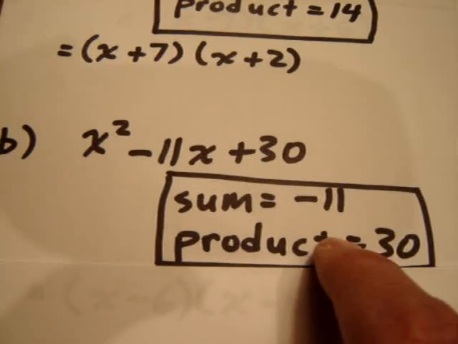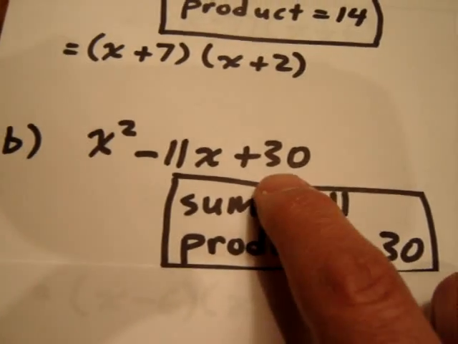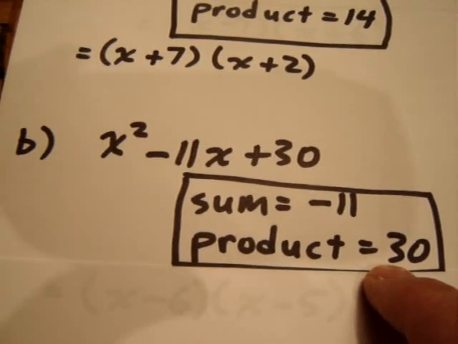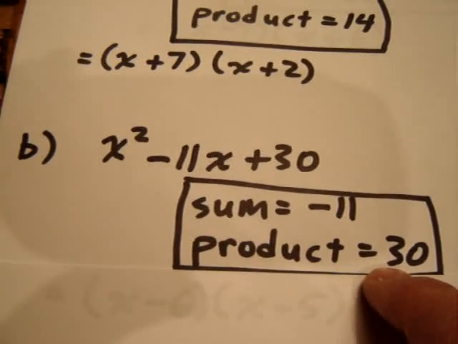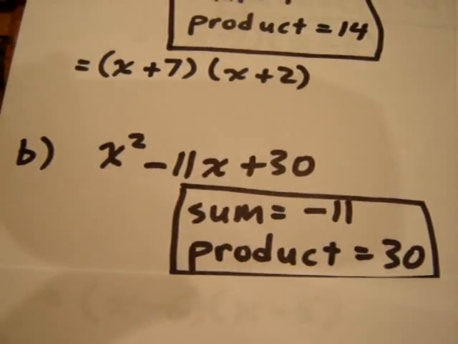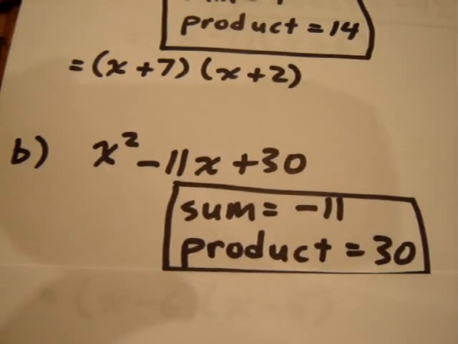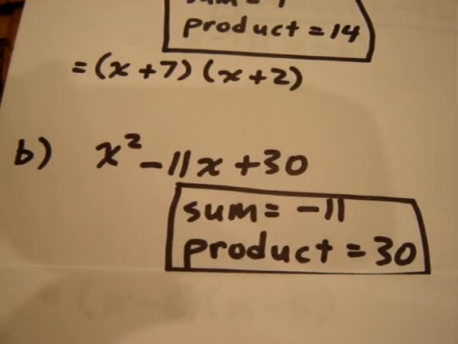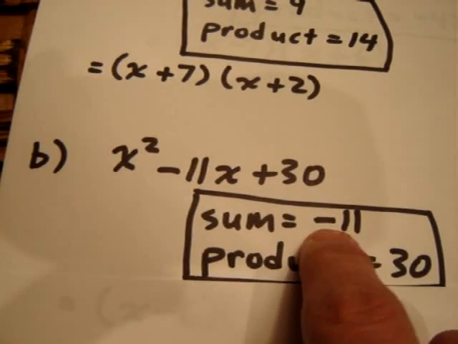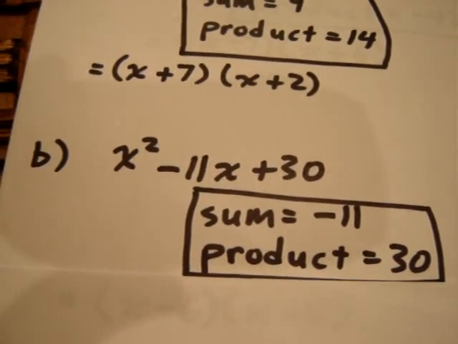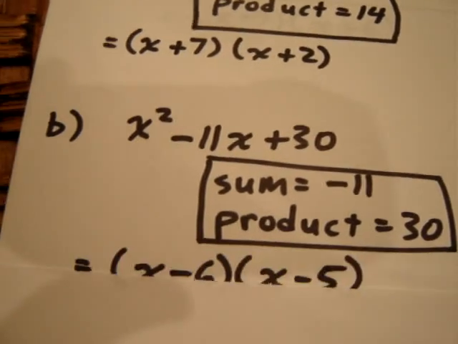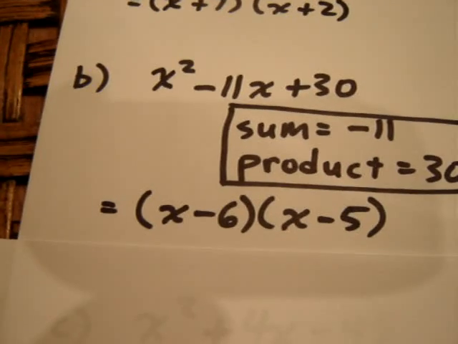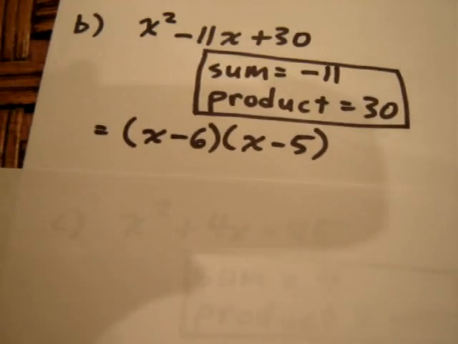So when you see a positive number as your product, in other words, as your final term, that means you're looking for two positive numbers or you're looking for two negative numbers. So in this case, we look for two negative numbers that add up to negative 11. Those numbers are negative 6 and negative 5, because negative 6 plus negative 5 is negative 11. Negative 6 times negative 5 is positive 30. And that's our answer: x minus 6 quantity times x minus 5 quantity.